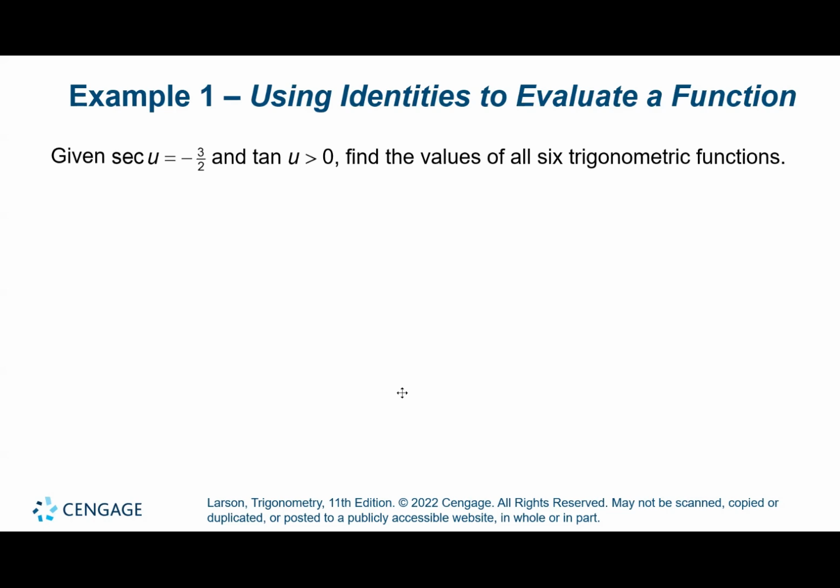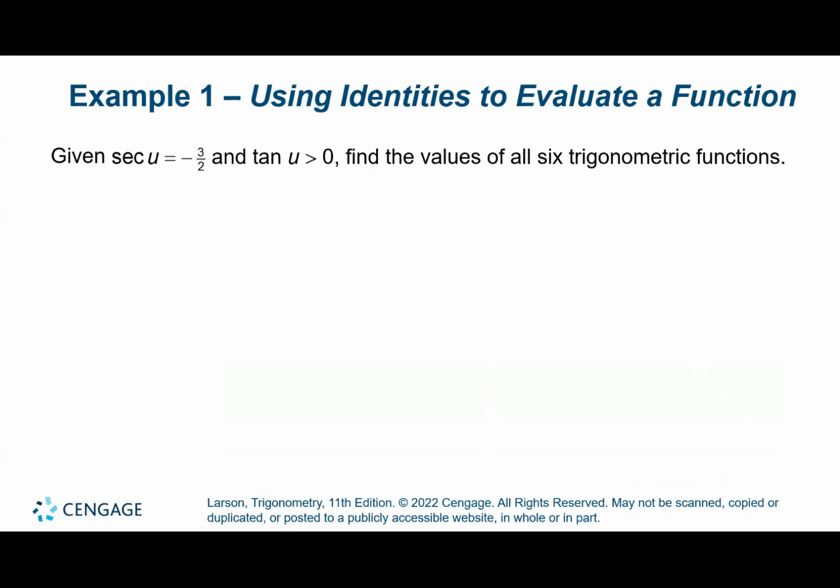So in this example, we're going to use the identities to evaluate a function. So we have one value that's given to us. We don't know the angle. All we know is the secant value of this angle, and we know that tangent is positive. So we're going to use this information to find all of the other trigonometric functions. You can certainly use a triangle here, but I'm going to go ahead and use the identity since that's what we're practicing. The easiest one that I think to find would be the reciprocal of the secant.